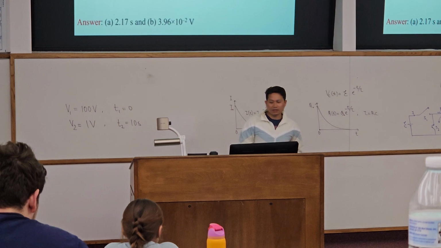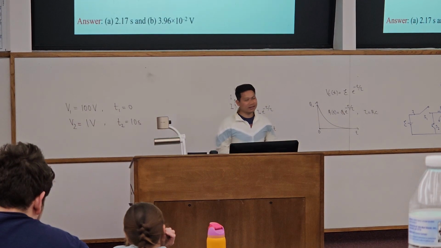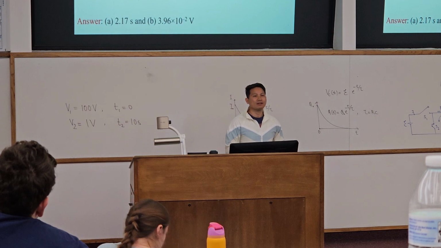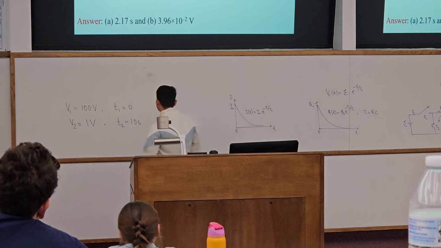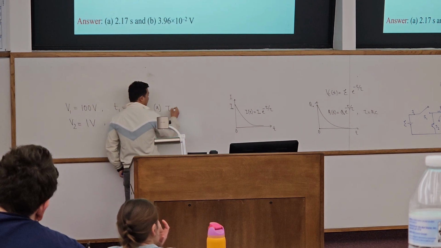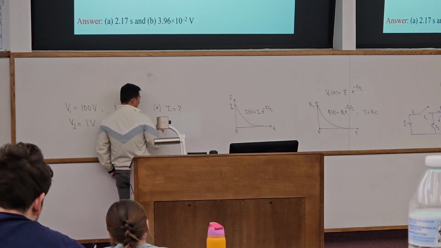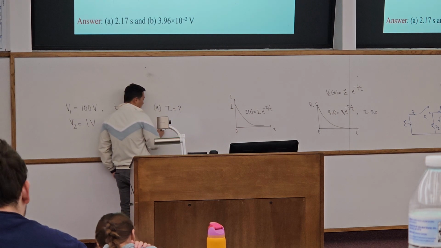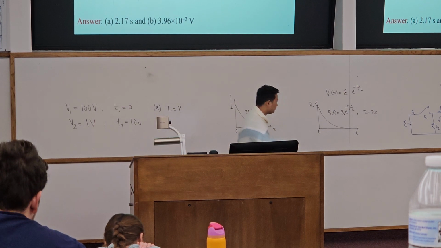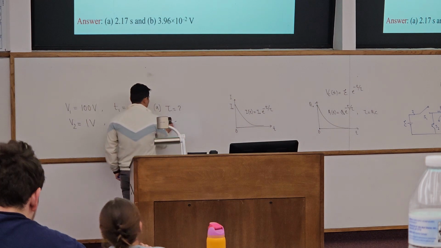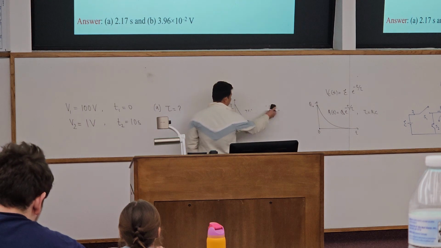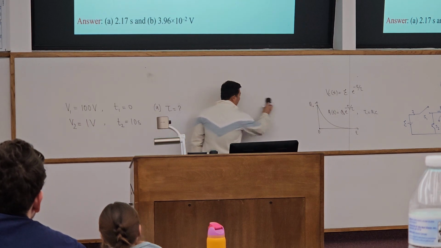Now, given this information, what is the time constant? I need to find the time constant from this information. So you have to find A, tau, and B, and let's think of your time constant first. You need to find a time constant. So, take a look at this one. Let me read this one. I need to find the time constant.